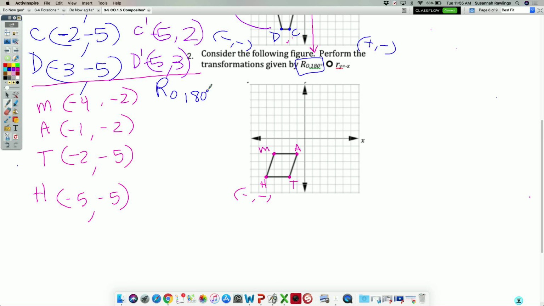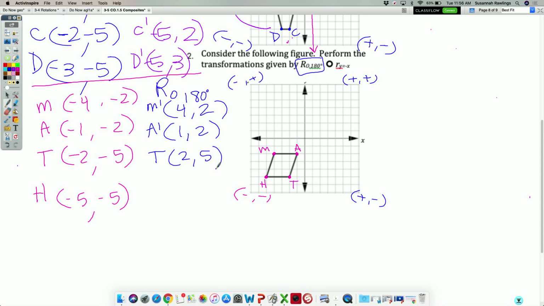Let's think about it logically. If I'm in the negative, negative, where am I going to end up for 180? Positive, positive. Very good. So remember, my rule just tells me to change the signs, which makes sense. All my negatives are now going to be positive. I don't want to flip the point anymore for 180. So what would M prime be? 4, 2. Very good. I don't want to flip it. I just want to change the signs. So 1, 2, 2, 5, and H prime would be 5, 5.